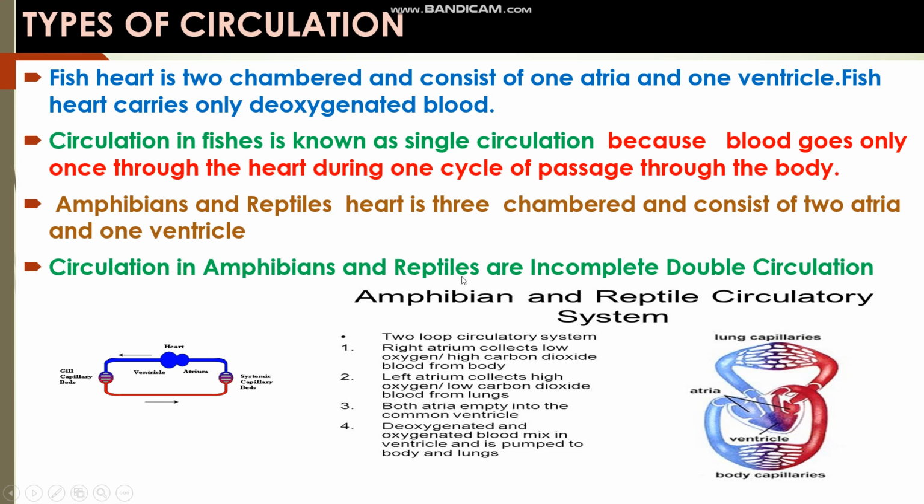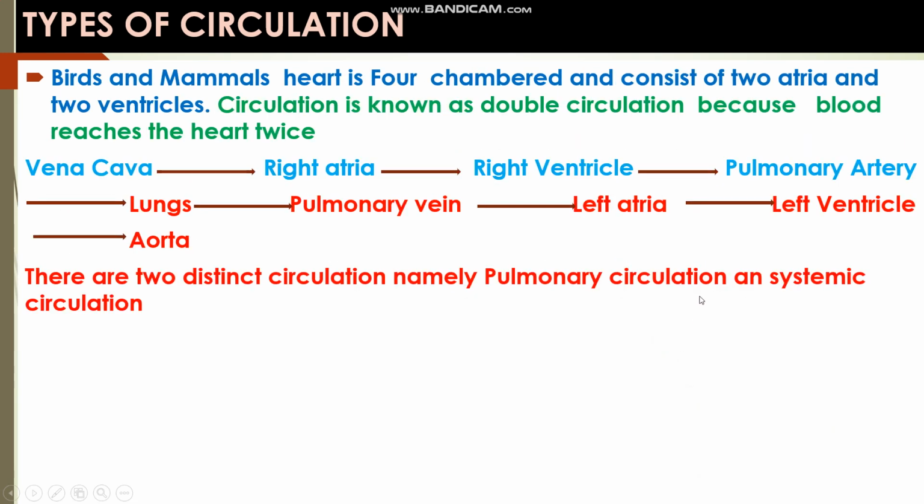Now coming to amphibians and reptiles, the heart is three-chambered, consisting of two atrium and one ventricle. The circulation in amphibians and reptiles is incomplete double circulation because mixing up of oxygenated and deoxygenated blood takes place in the ventricles. Hence the circulation is known as incomplete double circulation. So in the fish heart, the circulation is single circulation. Amphibians and reptiles, the circulation is incomplete double circulation.